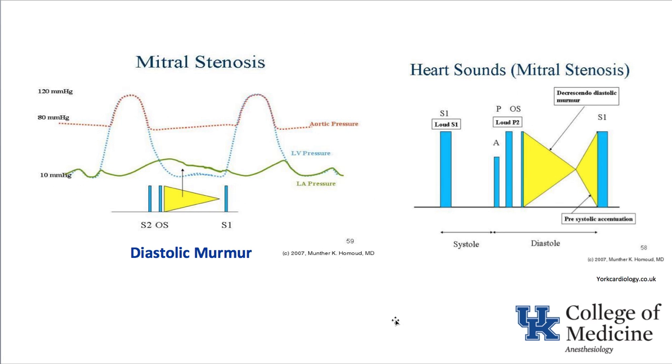And mitral stenosis causes a diastolic murmur as blood flows from the left atrium through a stenosed mitral valve into the left ventricle during diastole. You hear that diastolic murmur. And it also often is a decrescendo and then pre-systolic accentuation, a crescendo murmur during diastole. But the main point is it is a diastolic murmur. Again, remember, aortic stenosis is a systolic murmur. Aortic insufficiency is a diastolic murmur. And now we have mitral stenosis, which is a diastolic murmur.